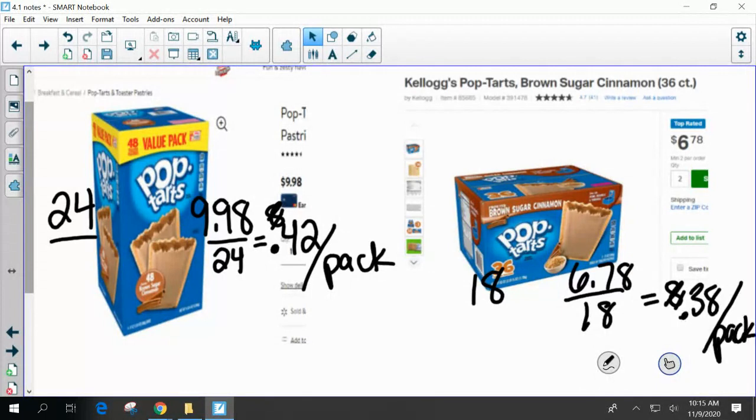So which one would be the better price? If you eat Pop-Tarts every day, getting it from Sam's is going to end up saving you money. Now, Sam's is not always the cheaper place to go. However, in this case, with the comparison of the two, Sam's happens to be the cheapest, okay?